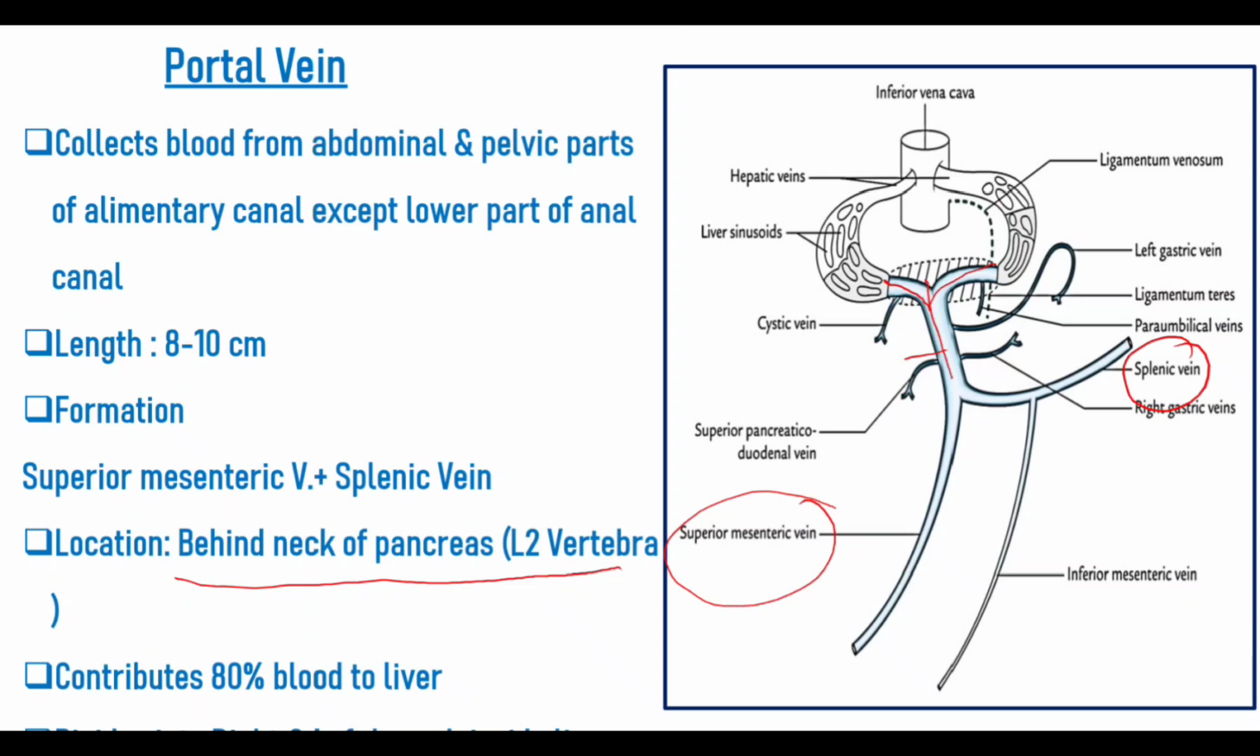It transports the products of digestion. We have the superior mesenteric vein here; the superior mesenteric vein carries the products of digestion, and the splenic vein carries the products of RBC destruction.